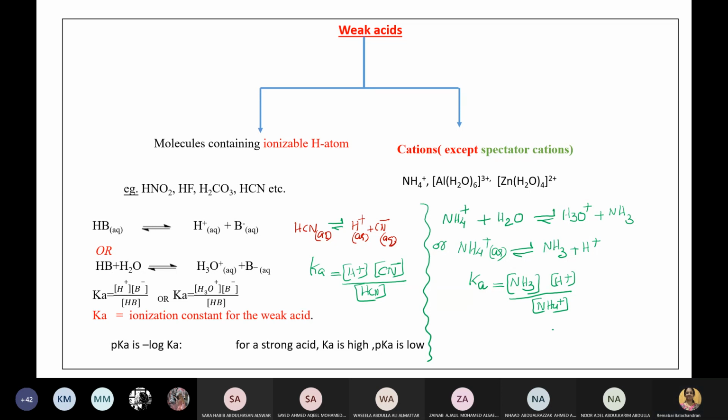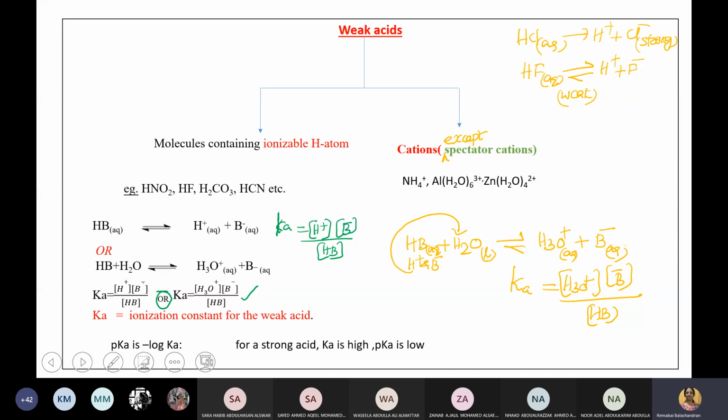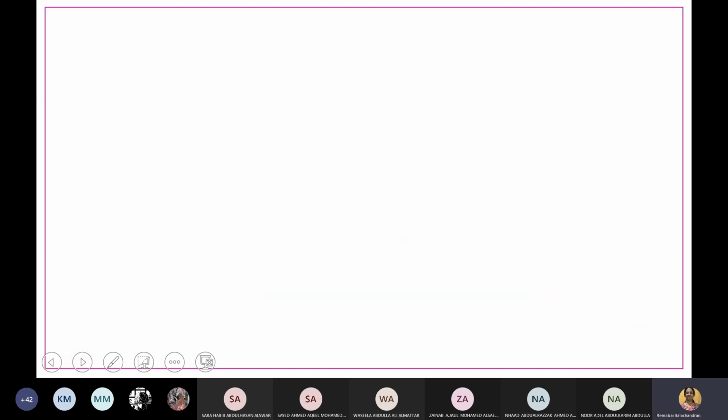Understood? Okay, so now what's the other one? Al(H2O)6 3 plus. How does it work? How to explain this? We can do it in two different ways, one long way and one short way. Just give me 1 minute, I will finish it off. So how many minutes do we have?